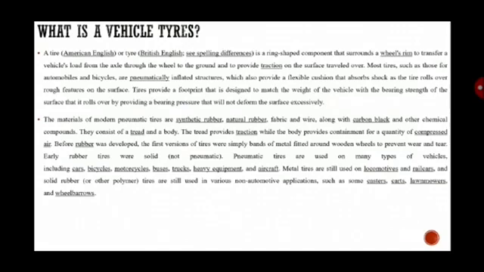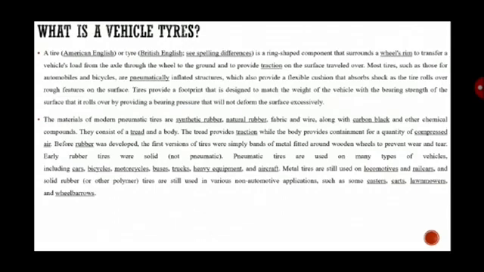The materials of modern pneumatic tires are synthetic rubber, natural rubber, fabric and wire, along with carbon black and other chemical compounds. They consist of a tread and a body. The tread provides traction while the body provides containment for a quantity of compressed air.